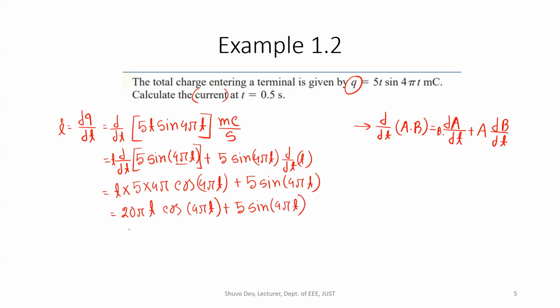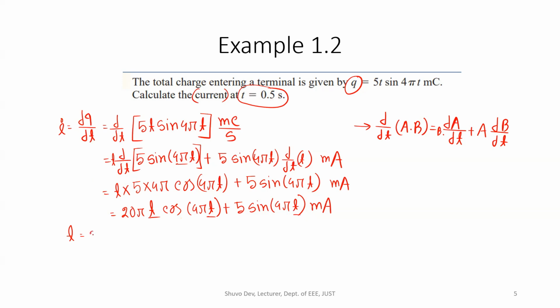Okay, now the question says we have to calculate the current at time t equal to 0.5 second. So t is equal to 0.5 second. Using this, millicoulomb per second will be milliampere, this will also be milliampere, this will also be a milliampere. Now we have to insert time t equal to 0.5 second. So we have to insert 0.5 second here, here, and here.